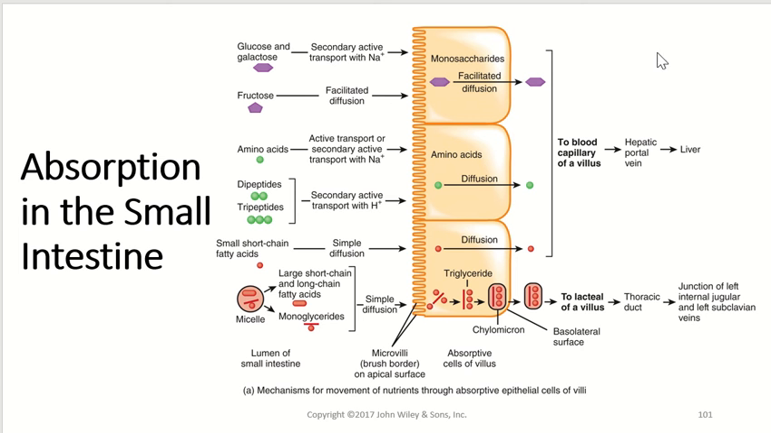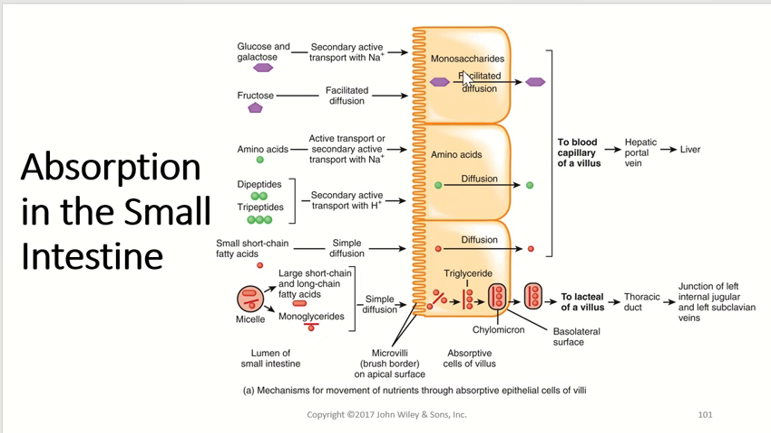So we can see here that our simple sugars, our monosaccharides, are going to use facilitated diffusion or are going to use a secondary active transport with sodium. All right, they're going to move into the cell, and then they have facilitated diffusion into the blood capillaries of the villus. This is going to drain into the hepatic portal vein.